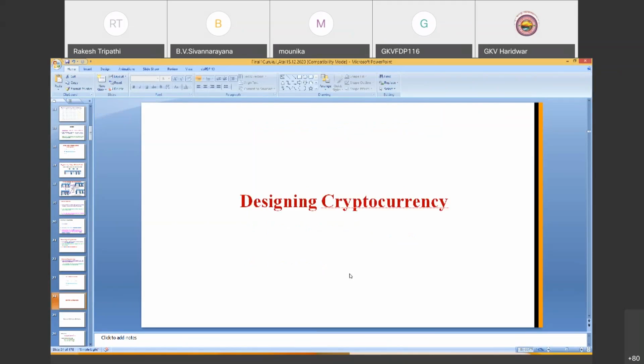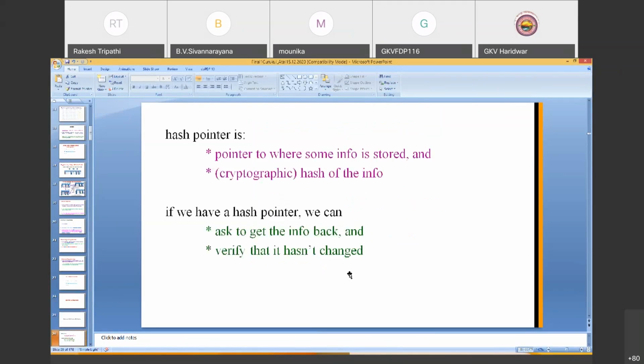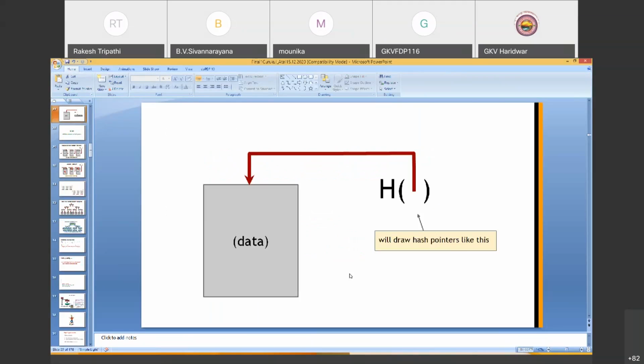Now we'll design a cryptocurrency. Before designing a cryptocurrency, we'll see some background. There are hash pointers. We know what a pointer is: a pointer is a variable that holds the location of information. Hash pointers are pointers where some information is stored, and apart from holding the address of the information, they also hold the hash of the information. So apart from fetching the value, you can also check whether the value has been changed. It looks this way. So this is the hash pointer.